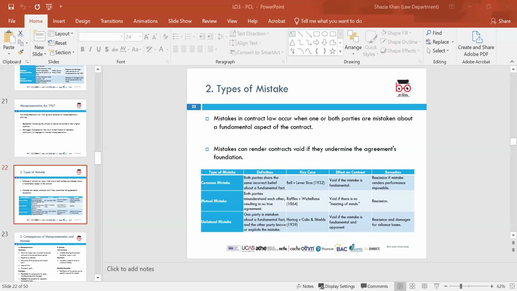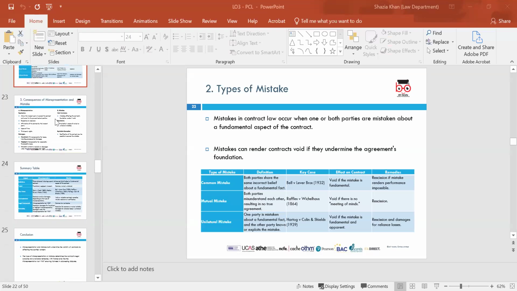And then unilateral, the final one, is when only one party to a contract is mistaken about a material fact, while the other party is aware of the mistake or should have known about it. This usually does not void the contract unless the mistake is very obvious or relates to a fundamental aspect of the agreement. So for each one, the diagram and the table have the key cases, the effect on the contract, and what remedies are available.